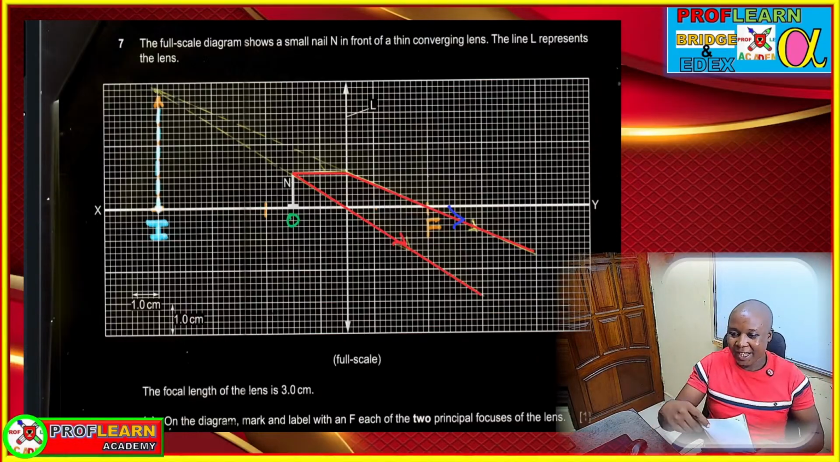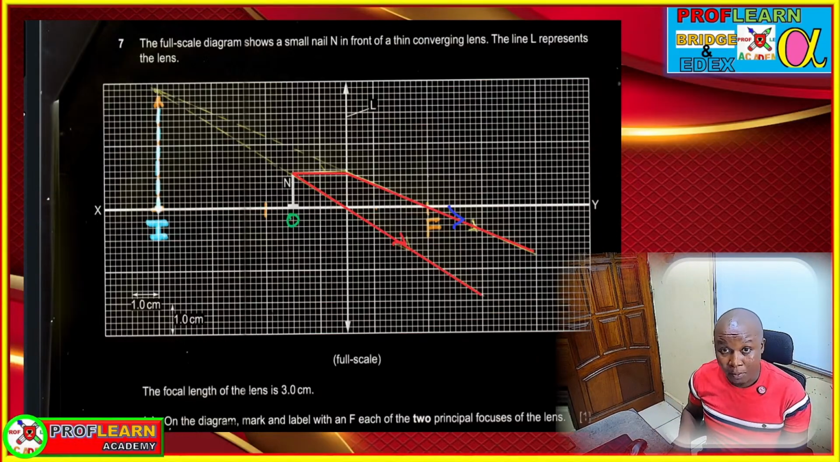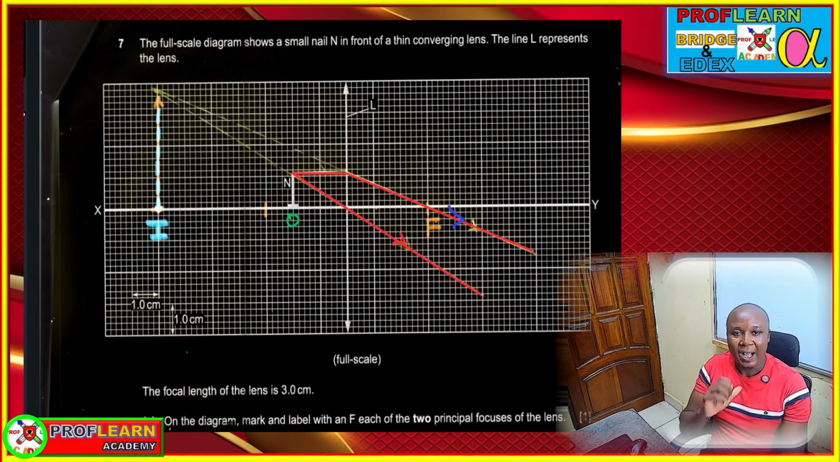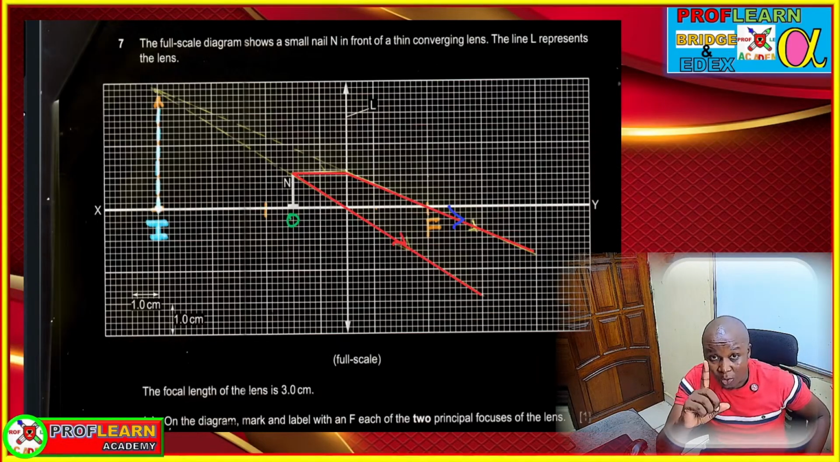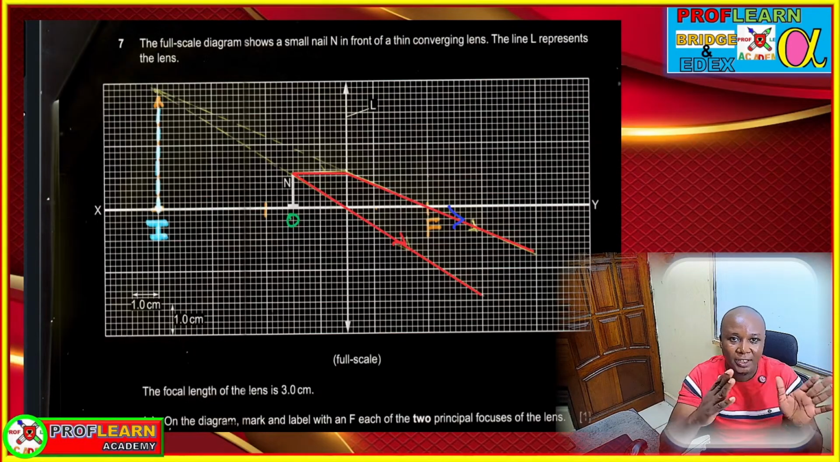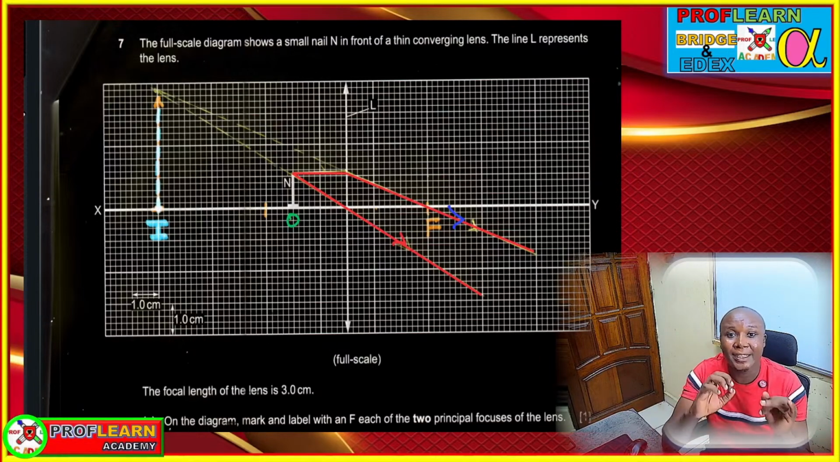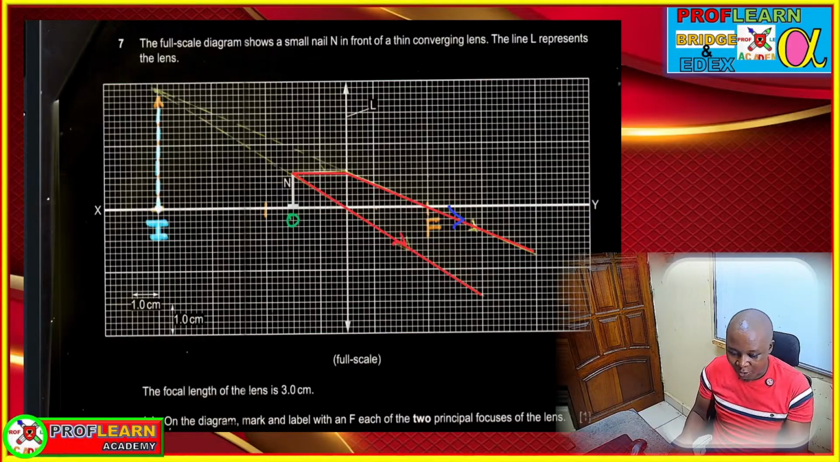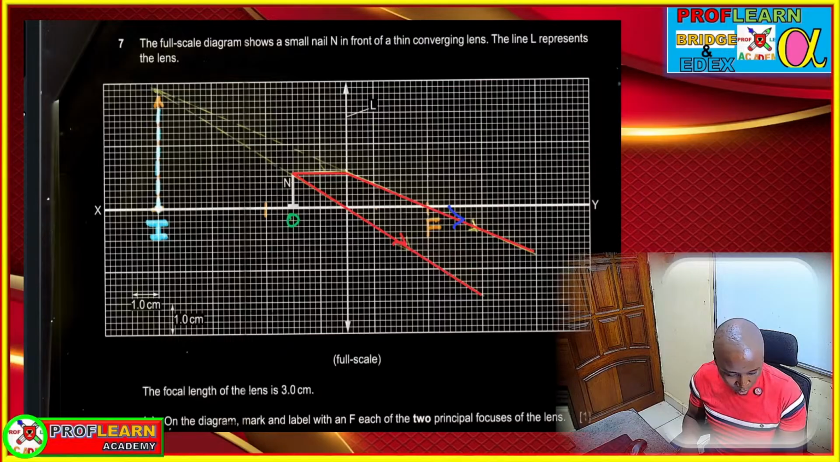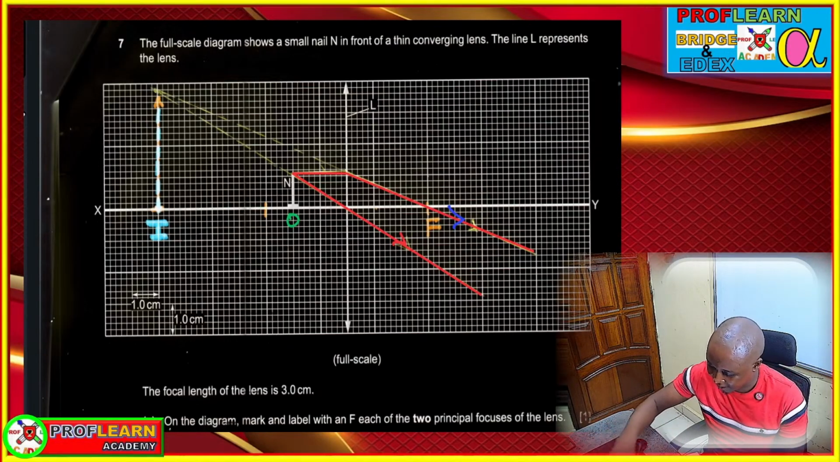Conditions for total internal reflection is another area that you may be asked. If you have a ray moving from a dense to a less dense medium, that's one of the conditions. The ray must be moving from a dense to a less dense medium. Number two, the angle of incidence must be greater than the critical angle for you to earn those marks for total internal reflection to occur.